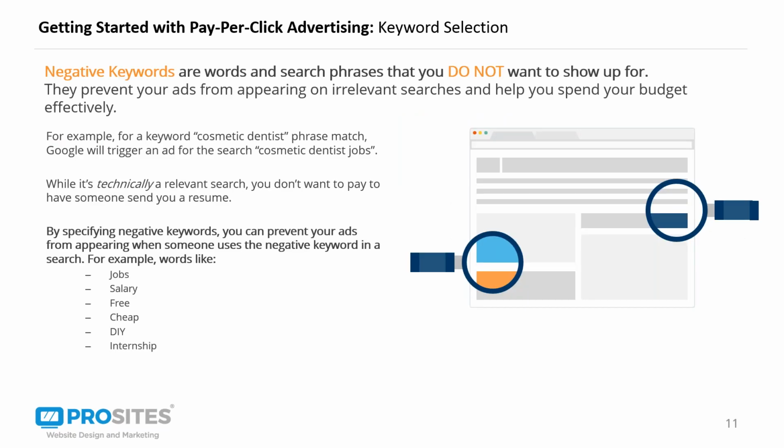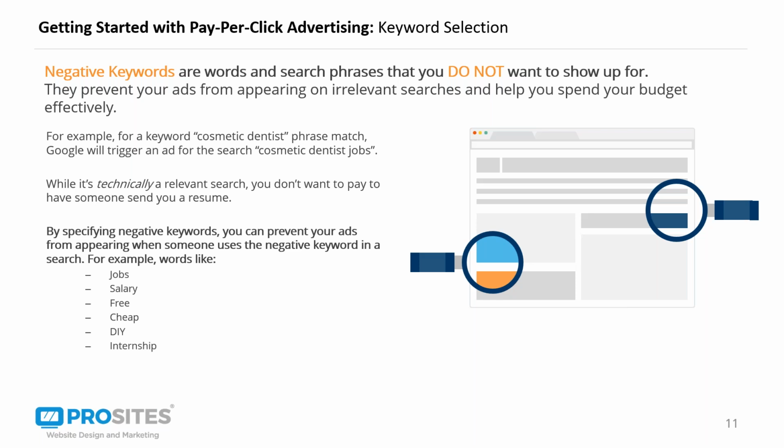Now, the great thing is it's not just the keywords you want to show for, it's also the keywords you don't want to show for that you can use. So negative keywords are a way to stop your ads from showing when somebody searches on a phrase that includes a keyword that you don't want. So one of the most common ones is the word jobs. If you have a keyword set for cosmetic dentist and somebody searches cosmetic dentist jobs, they're not looking for a cosmetic dentist. And by using jobs as a negative keyword, your ad will not show. And you won't pay for somebody who's not really looking for the service that you want.